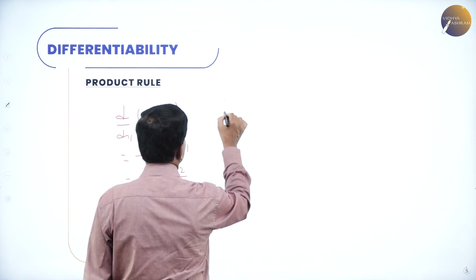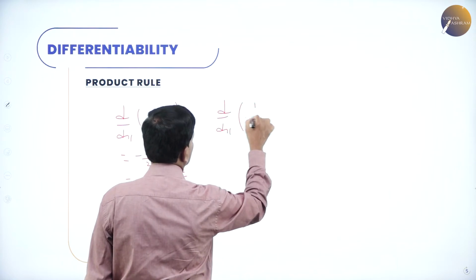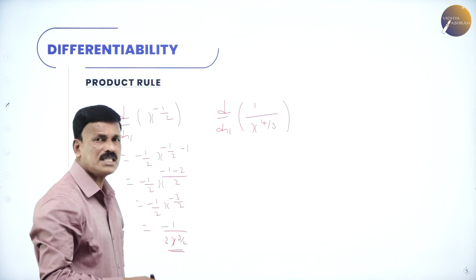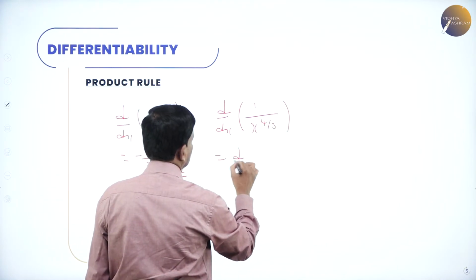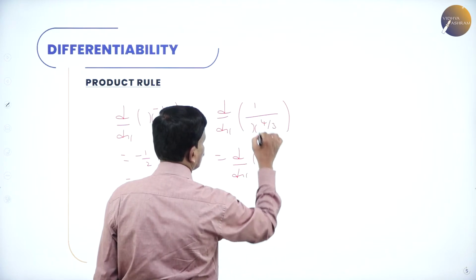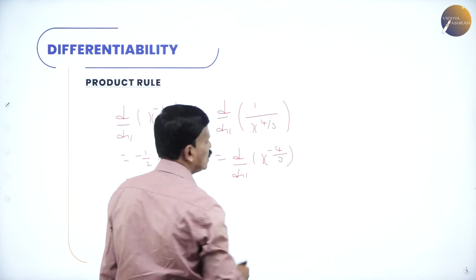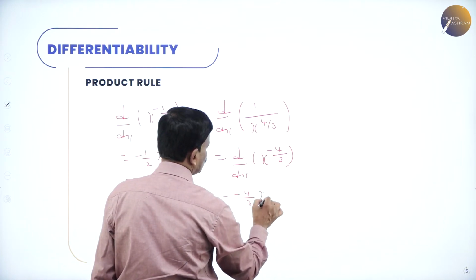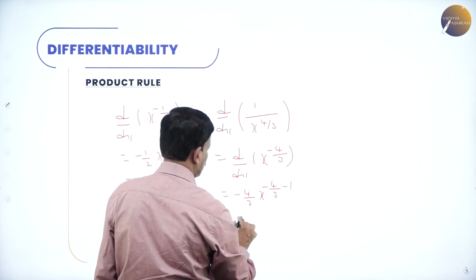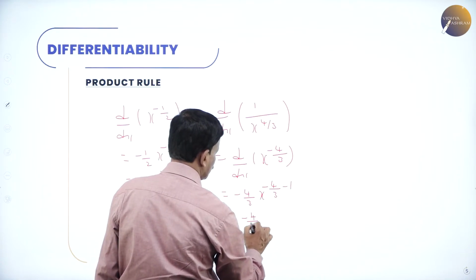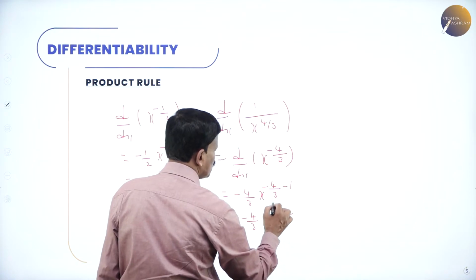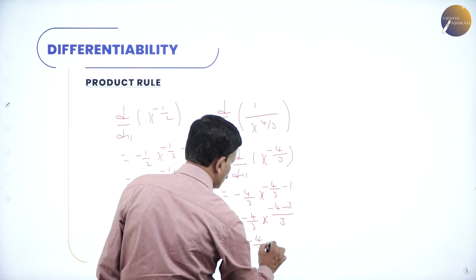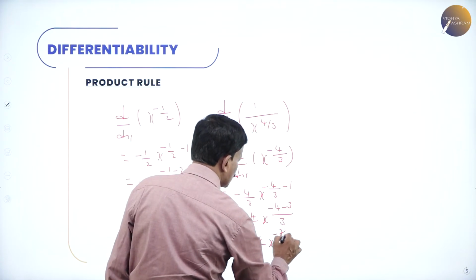Suppose it is like this, d by dx of 1 over x to the power of 4 by 3. Now just take this to the numerator. This can be written as d by dx of x to the power of, whenever this is taken to the numerator, it becomes minus 4 by 3. What is n here? n is equal to minus 4 by 3, x to the power of minus 4 by 3 minus 1. This is minus 4 by 3 x to the power of, take LCM, 3 is the LCM, minus 4 minus 3. This is minus 4 by 3 x to the power of minus 7 by 3.